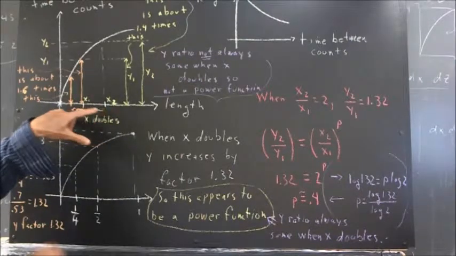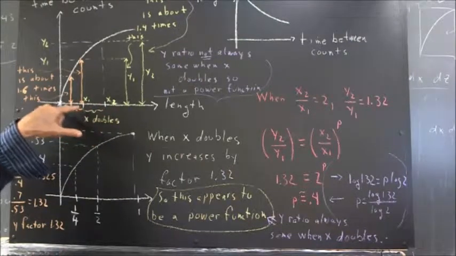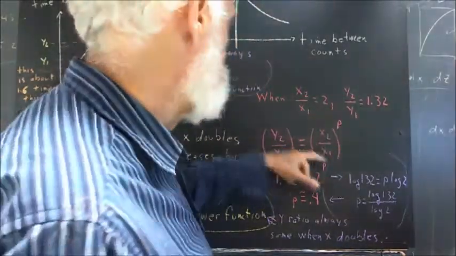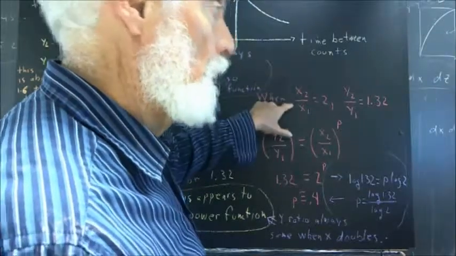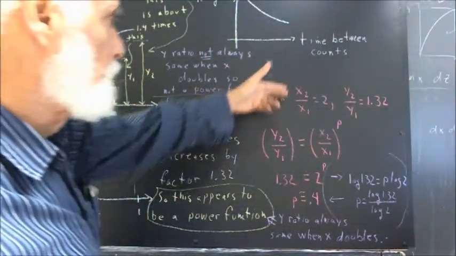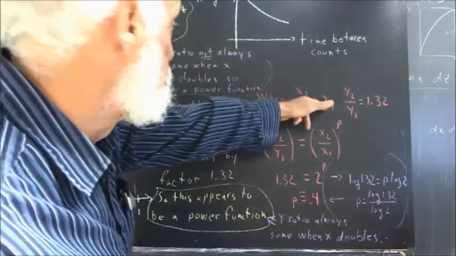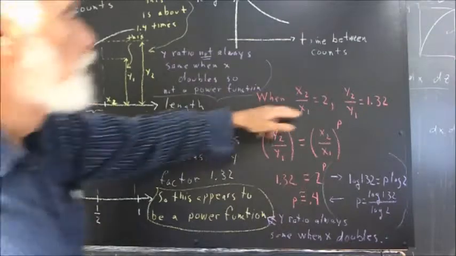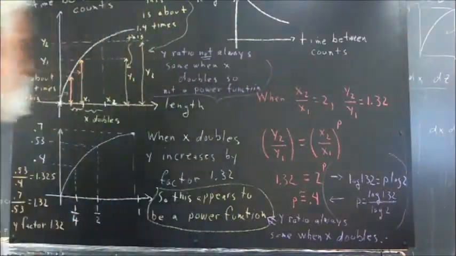So if I divide x2 by x1, x1 goes into it once, twice. So that x2 over x1, the ratio of the x values, is 2. So we're just expressing by the fact that x2 over x1 equals 2 that x is doubling as we go from point 1 to point 2.